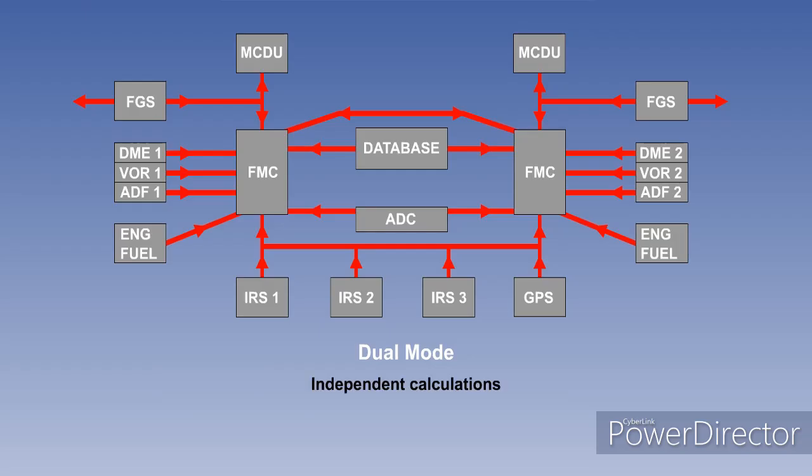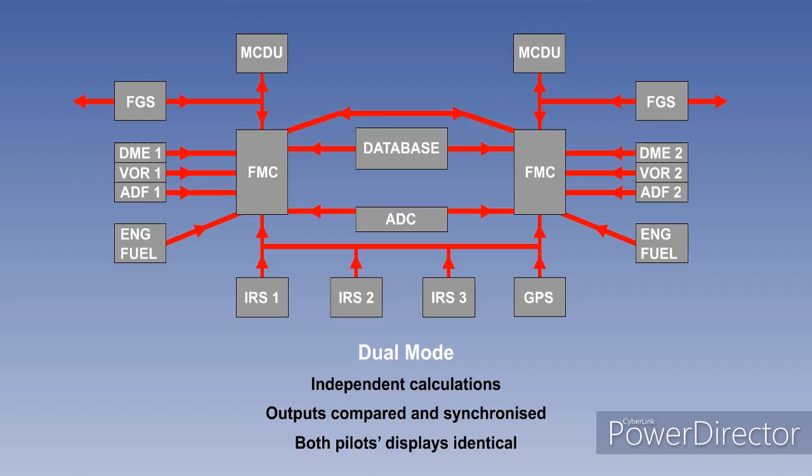Each flight management computer produces independent calculations. The outputs are compared and checked for agreement. Minor differences are synchronized to one nominated FMC, usually the captain's. This results in both pilots' CDU displays being identical.